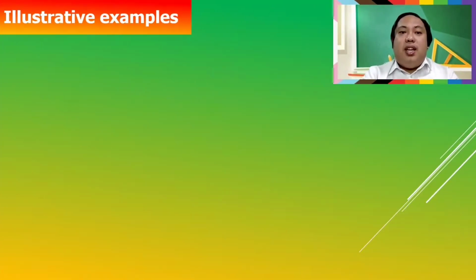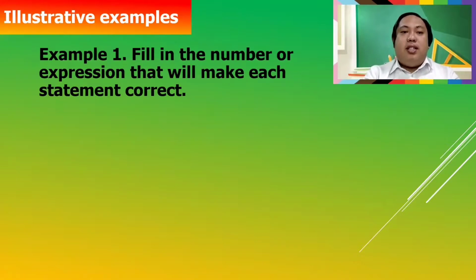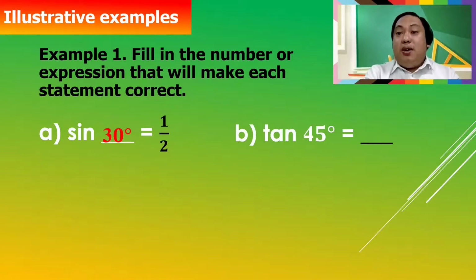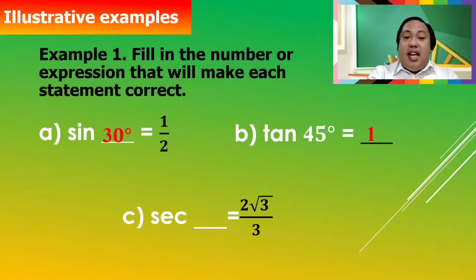Let's have illustrative examples. Example number 1. Fill in the number or the expression that will make each statement correct. Letter A. Sine blank equals 1/2. Correct. We have 30 degrees. B. Tangent 45 degrees equals? Correct. 1. Let's have letter C. Secant blank equals 2 square root of 3 over 3. Good job. That is 60 degrees.